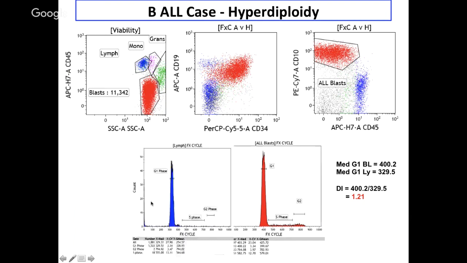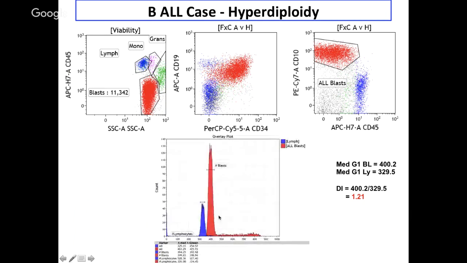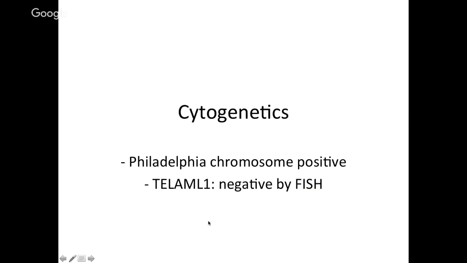So if we overlay these pictures, we know that the red are the blasts. So this is a hyperdiploidy. Our DNA index is 1.21. So this is a hyperdiploidy ALL, which is a good prognostic marker.